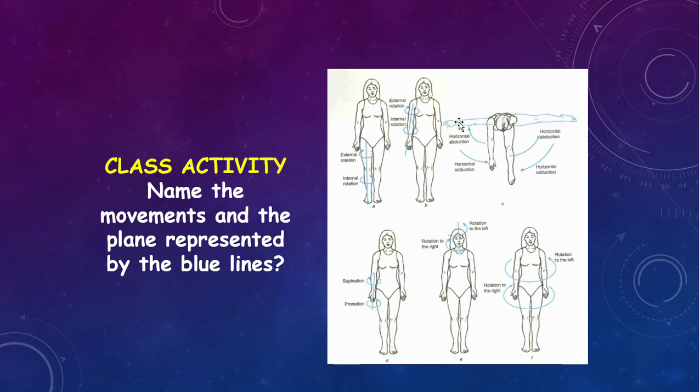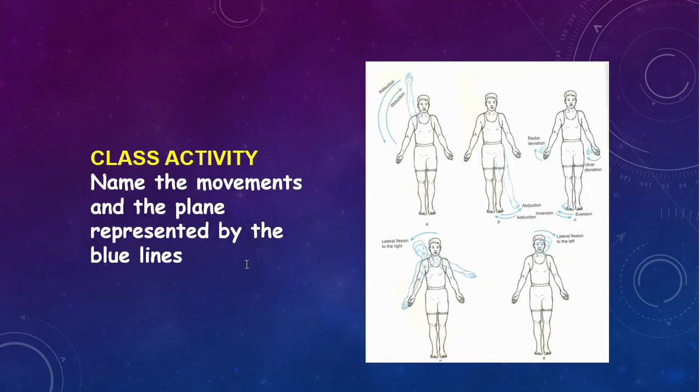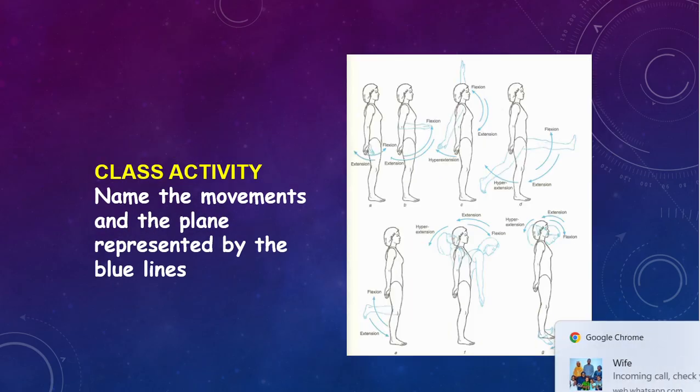When the arm is moved away from the body, that's abduction. What is the plane of movement? What's the axis of movement? Okay. You name the movement and you know the axis. That is also what you have. You name the movement in slide number 9.